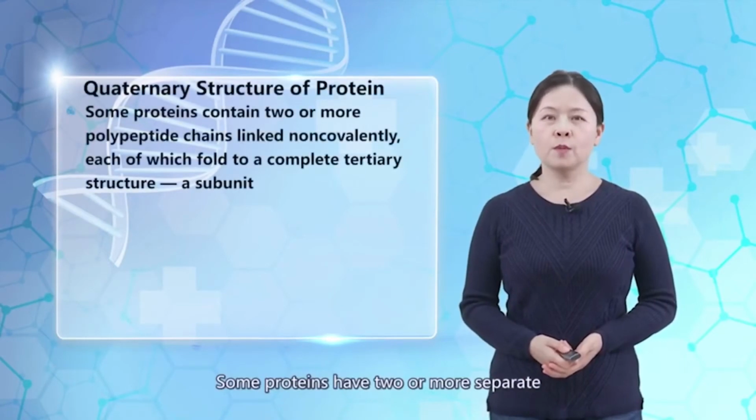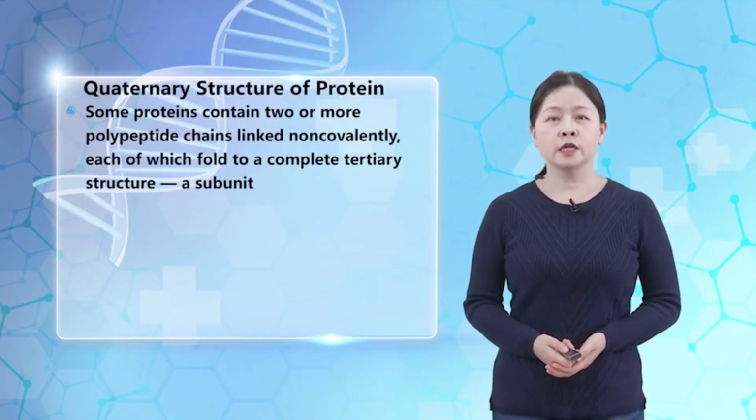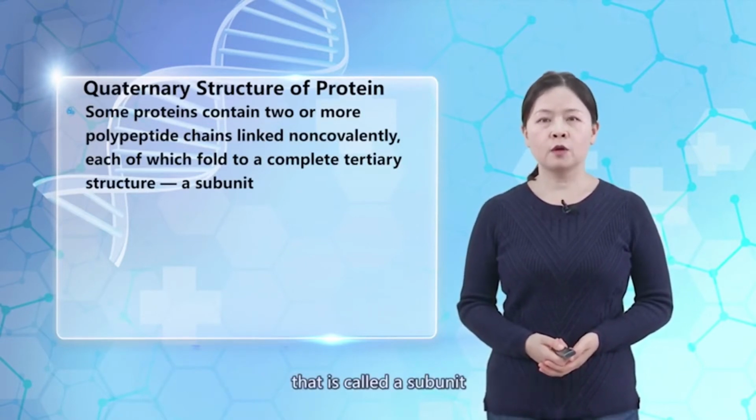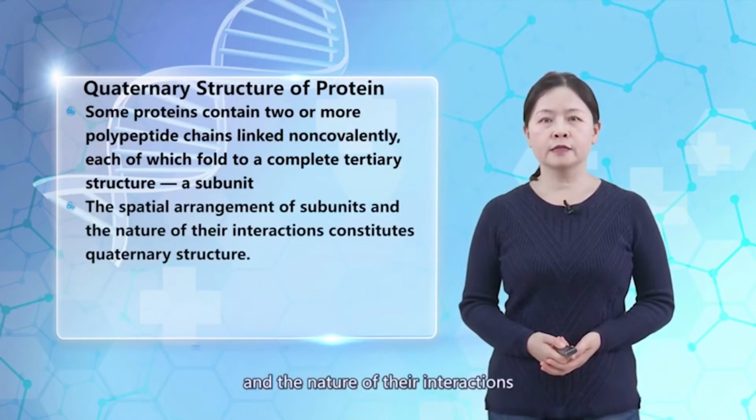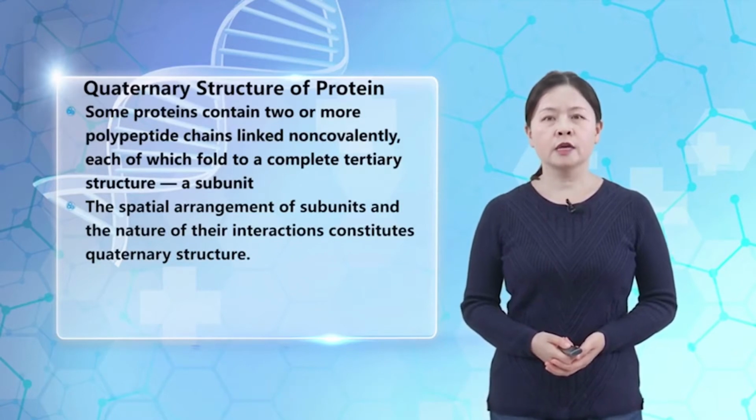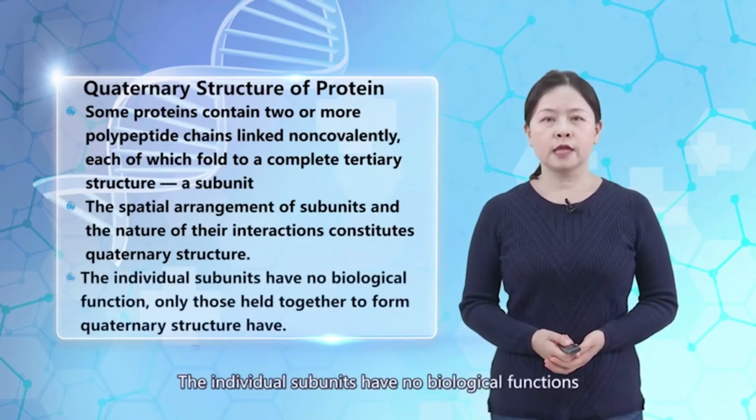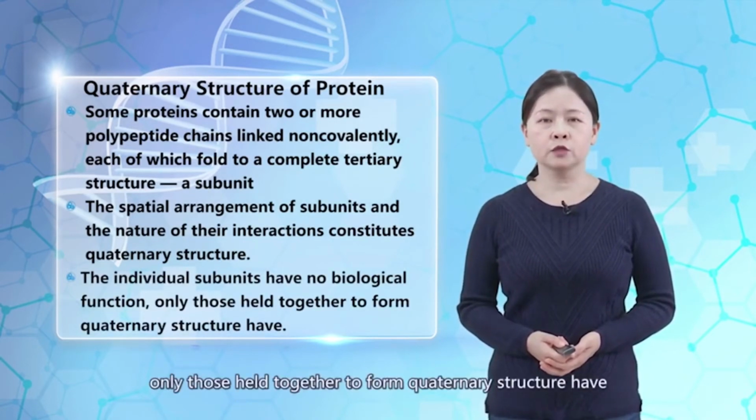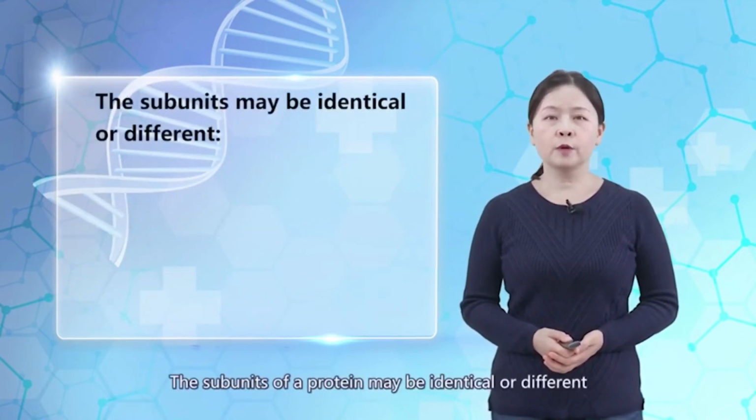Some proteins have two or more separate polypeptide chains linked non-covalently, each of which folds into a complete tertiary structure. That is called a subunit. The spatial arrangement of subunits and the nature of their interactions constitutes quaternary structure. The individual subunits have no biological function; only those held together to form quaternary structure do. The subunits of a protein may be identical or different.